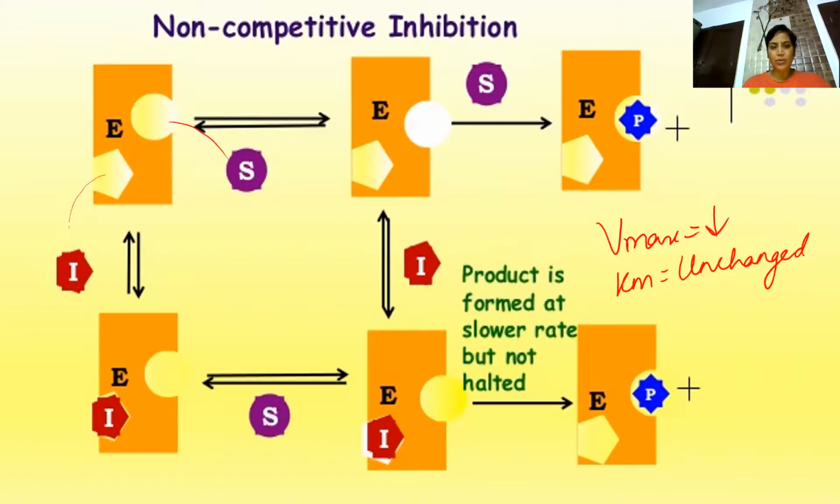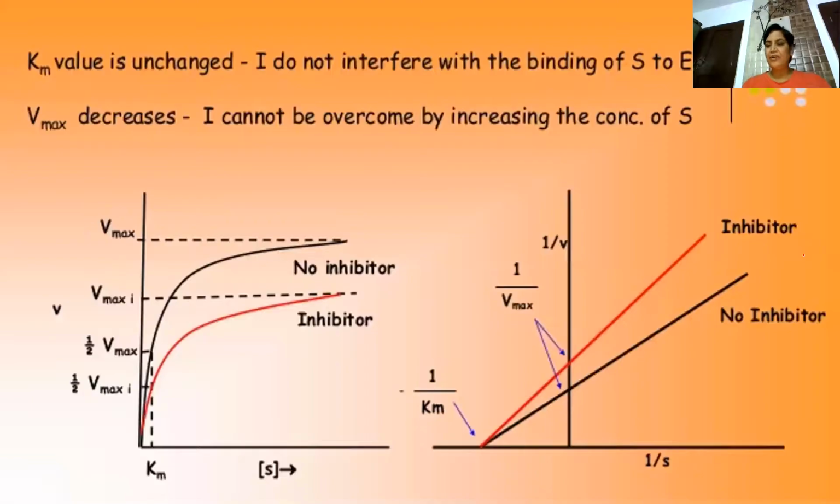Then we come over to the Lineweaver-Burk plot. As you can see, just now I told you that there will be a decrease in Vmax. Right? But Km is the same. This is actually the Lineweaver-Burk plot. Km is unchanged, whereas there is a decrease in Vmax. This is non-competitive inhibition.